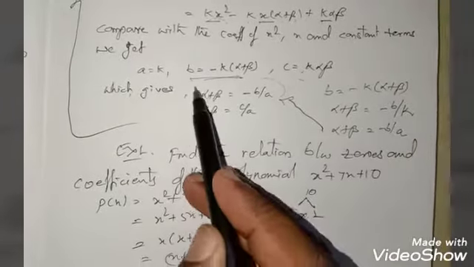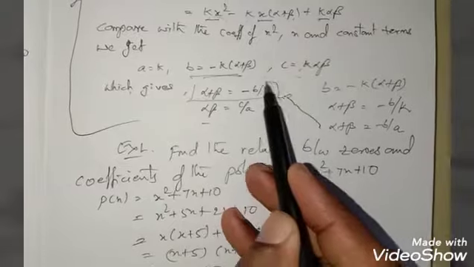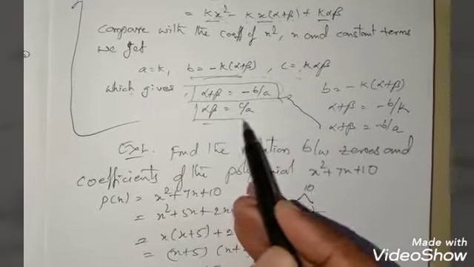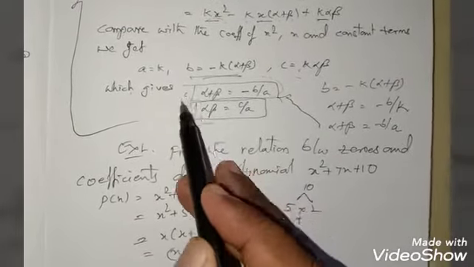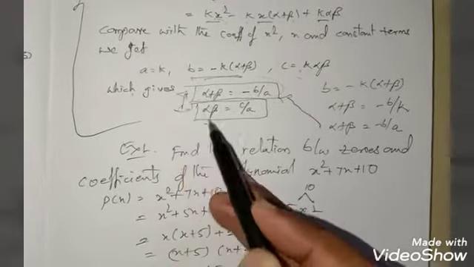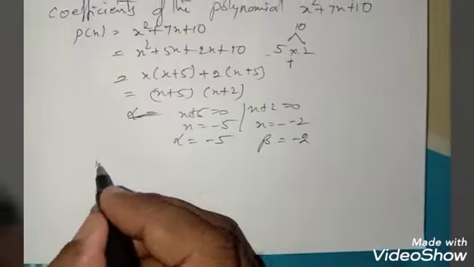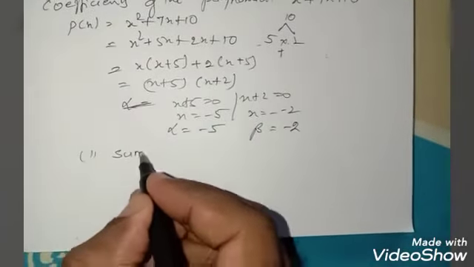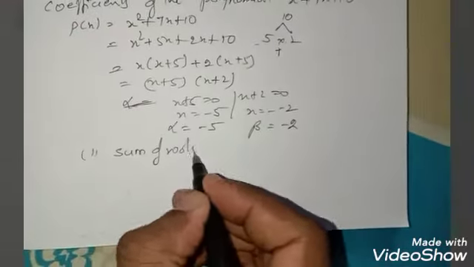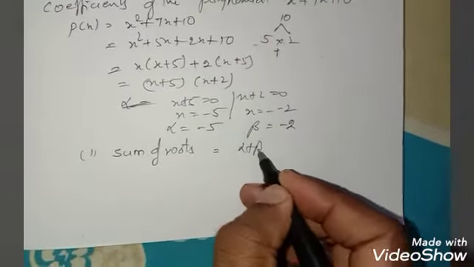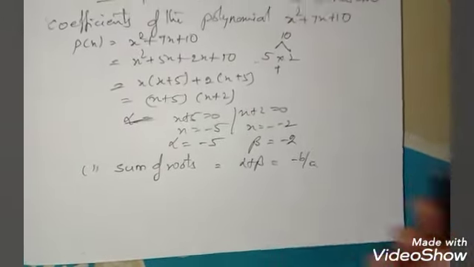The formula is given as alpha plus beta is equal to minus b by a, and alpha beta is equal to c by a. Based on these two formulas we are showing the relation. First, the relation of the sum of roots, that is alpha plus beta is equal to minus b by a. Right, now I take the equation here.